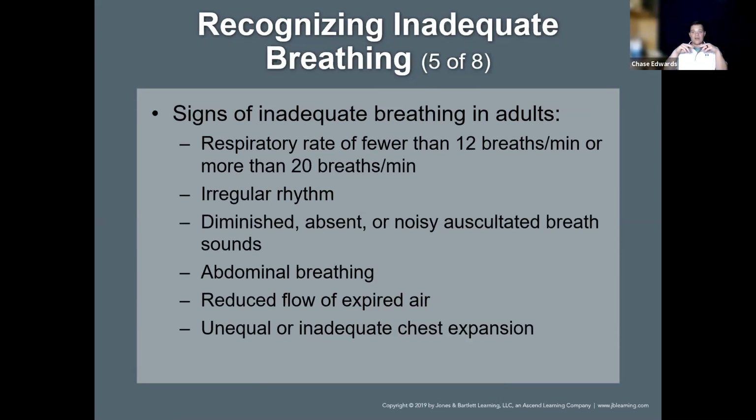Some signs of inadequate breathing in adults are respiratory rate fewer than 12 or more than 20 breaths in a minute, and that's dyspnea. Irregular rhythm, such as a patient taking a series of deep breaths followed by periods of apnea, like Cheyne-Stokes. If you remember Cheyne-Stokes, what is that? Cheyne-Stokes. It almost looks like Cheyenne Stokes or Shaney Stokes. Maybe.